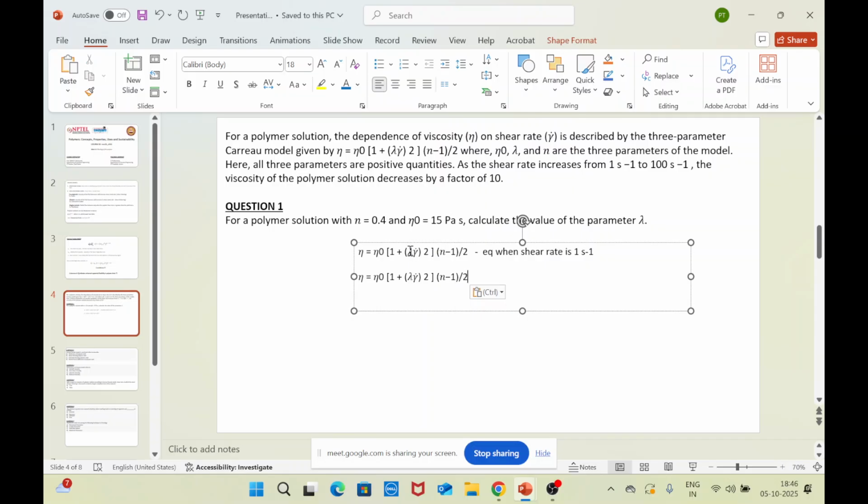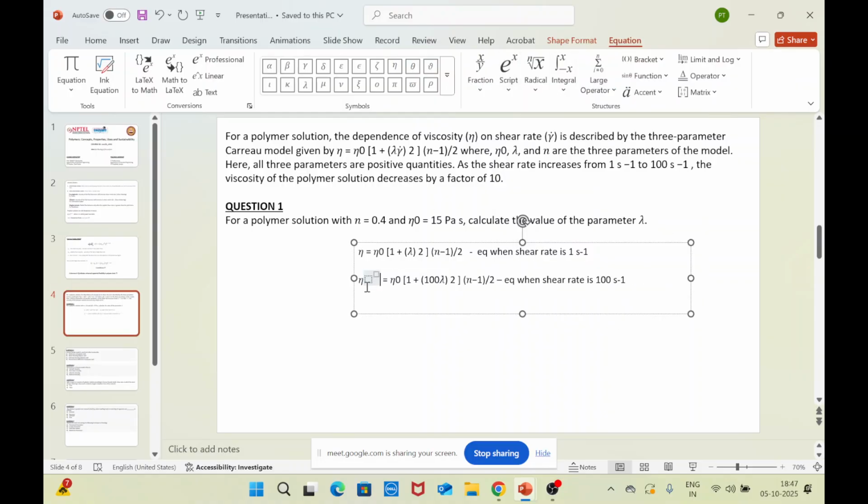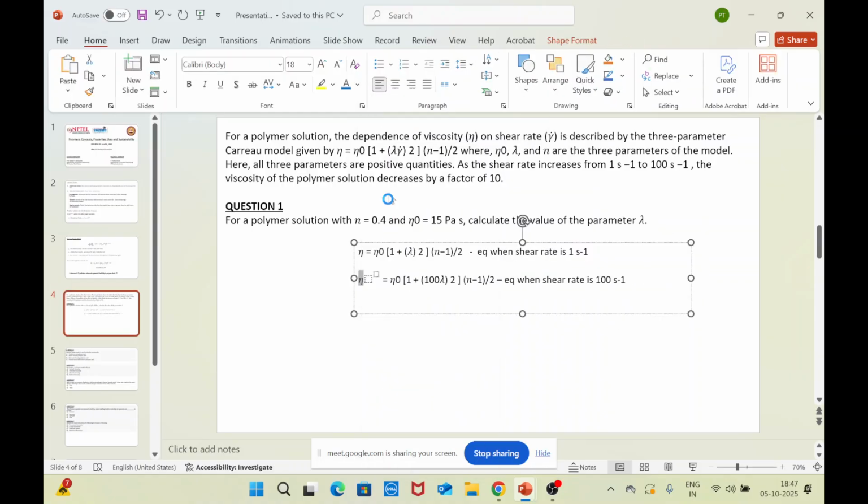In that case, when the shear rate is 1 second inverse, this is just going to be lambda square. This will be the equation when the shear rate is 100 second inverse. So then the equation will change. I have to substitute the value of gamma dot as 100. So that will be 100 lambda square. Let me represent this as eta dash.